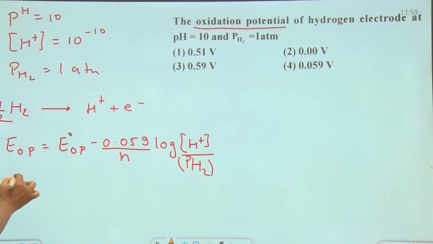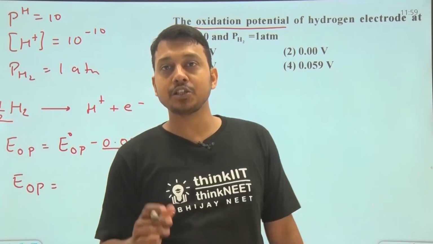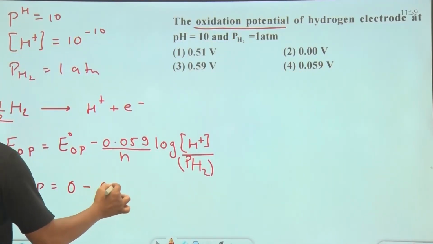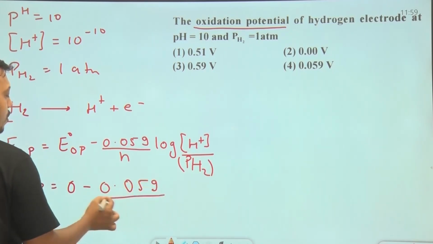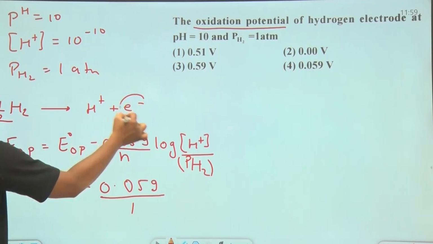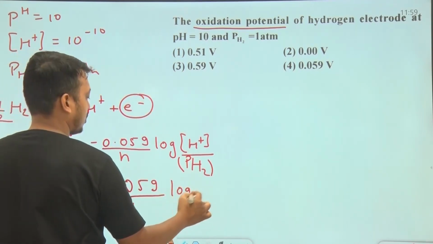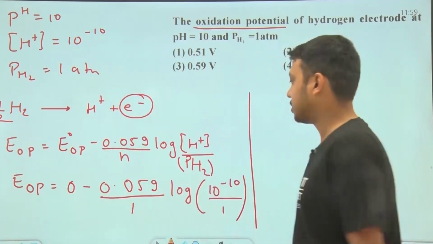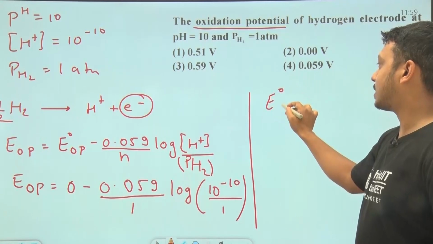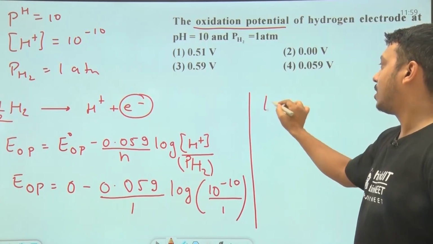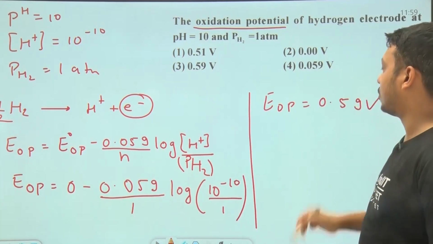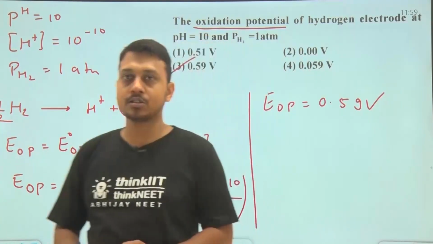Now put the values. The standard oxidation potential or standard reduction potential of the hydrogen electrode is 0. So it is 0 minus 0.059 upon 1, here the change of electron is 1, log of the concentration of H+ ion, which is 10 raised to the power minus 10, and the partial pressure of H2 is 1. Now on solving this, we get the oxidation potential of the hydrogen electrode is 0.59 volt, which is given in option number 3.